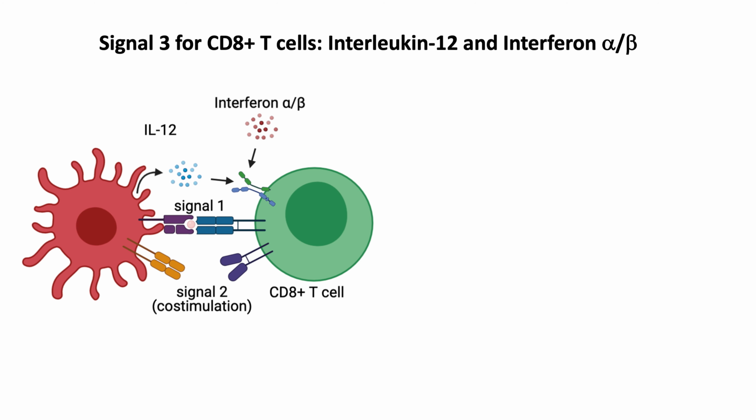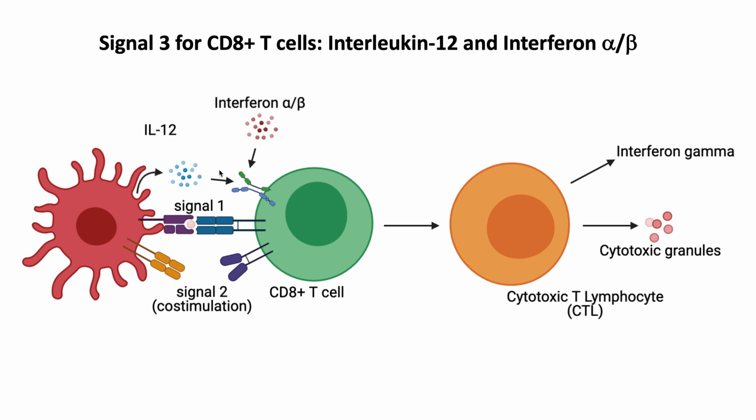Lastly, I did want to mention that CD8 T cells also require signal 3 for their activation. And the signal 3 for CD8 T cells is interleukin 12 or type 1 interferons, interferon alpha and beta. And these cytokines induce CD8 positive T cells to differentiate into cytotoxic T lymphocytes. These cytotoxic T lymphocytes can secrete inflammatory cytokines like interferon gamma, and they also secrete cytotoxic granules that can kill virally infected target cells.